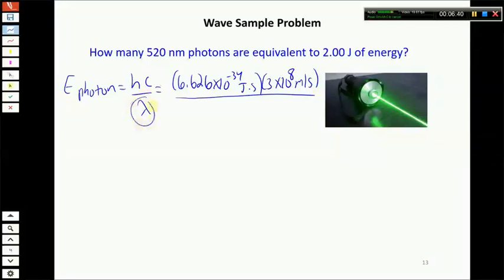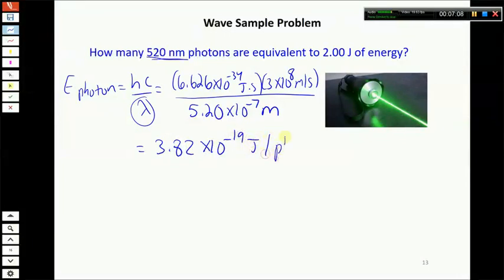This time, again, the wavelength has to be in meters, so we convert our 520 nanometers to meters by dividing by 10 to the 9th, and we get 5.2 times 10 to the minus 7 meters. When we plug those numbers in, we get that each photon has an energy of 3.82 times 10 to the minus 19 joules. So that's the energy of one photon. We see that's a bit higher than the last problem. The last problem was red light, which is on the low energy side of the visible. This is a little bit higher energy than that, as we would expect.